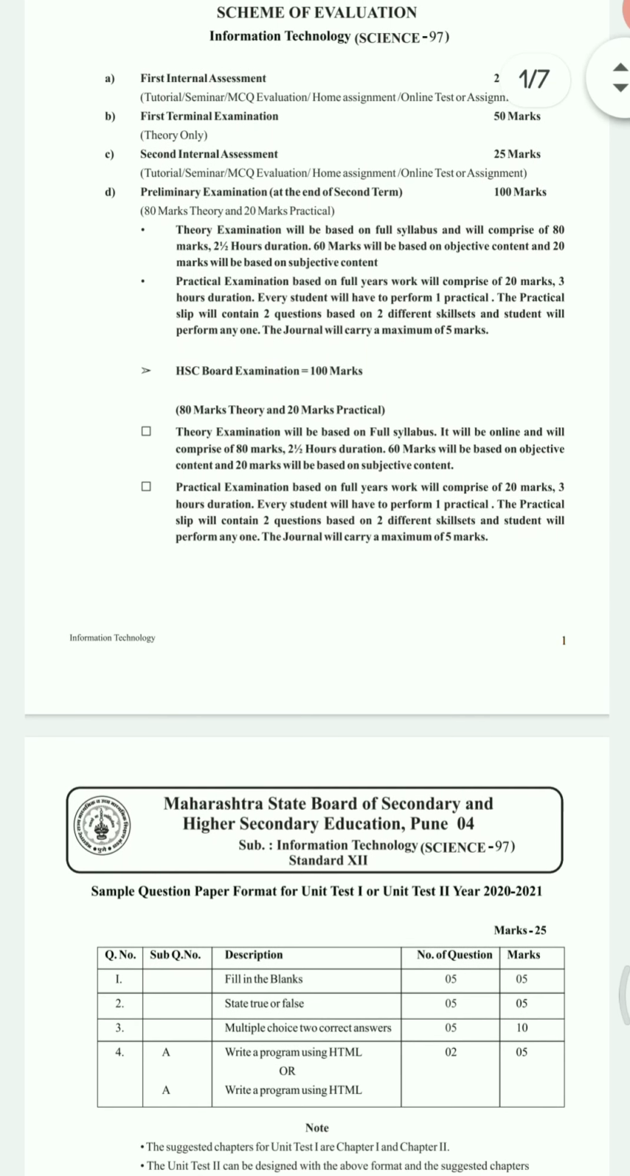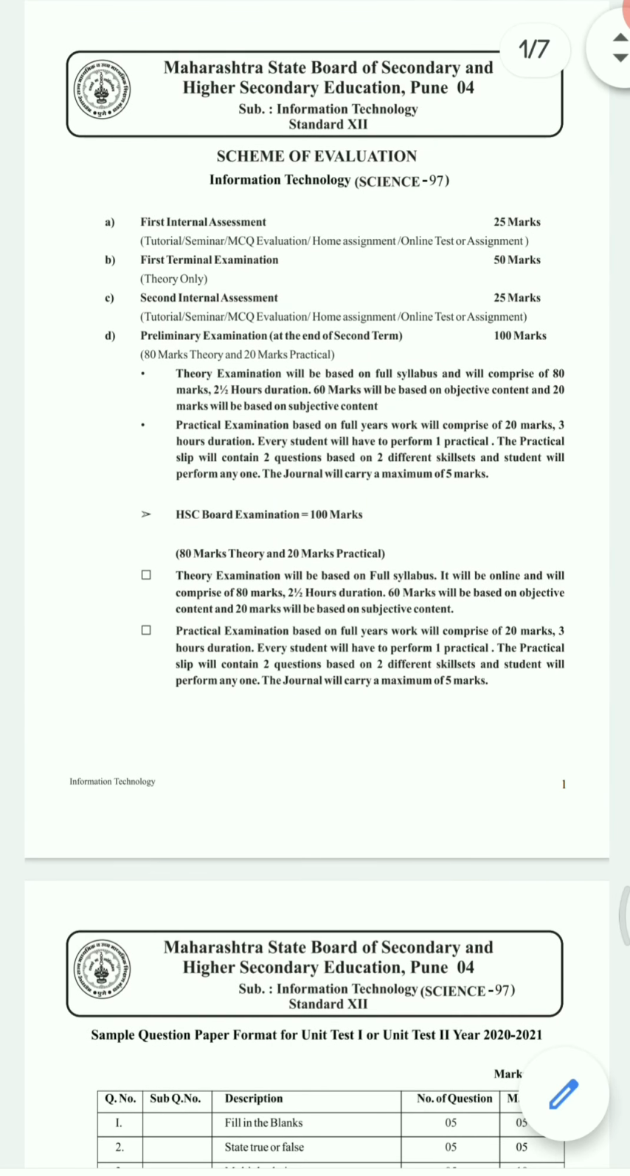There will be 2.5 hours for the 80 marks theory paper, and for the 20 marks practical you'll get 3 hours. You have to perform the practical in your college in the practical lab only.